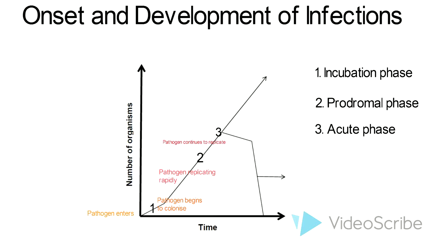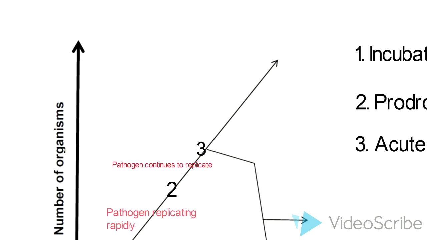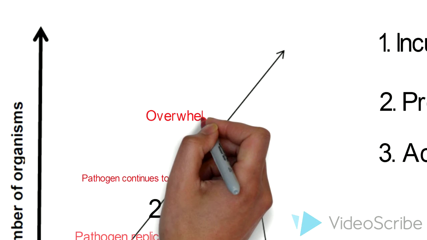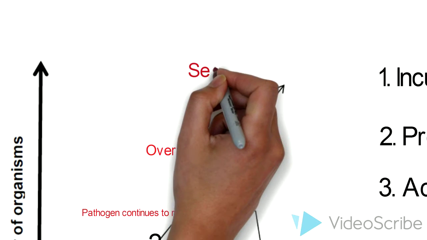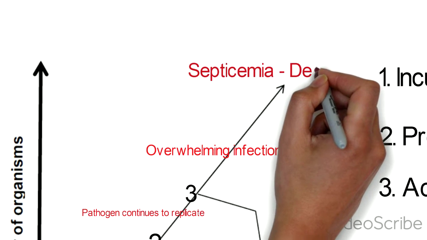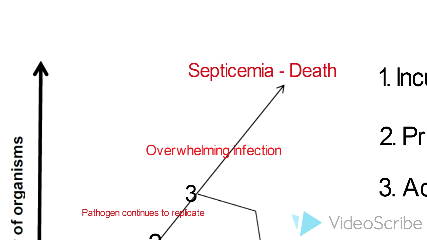It can resolve, or if the pathogen continues to replicate rapidly and grow, it will lead to an overwhelming response. So the pathogen essentially will overwhelm the body and lead to the next phase, which is septicemia. Septicemia is the multiplication of the pathogen in the blood. So this could be a bacteremia, which is bacteria in the blood. It could be a viremia, which is a virus in the blood, or a toxemia, which is the endotoxin or the exotoxin from the bacteria.